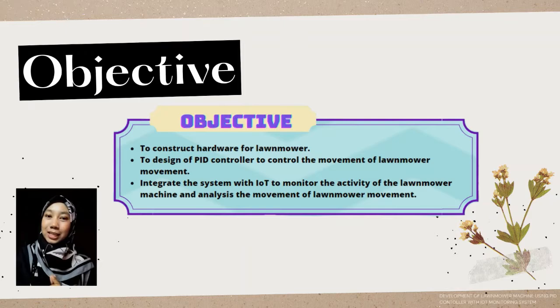Okay, moving on to the objectives of this project. What needs to be achieved in this project? The first one is to construct the hardware of a lawnmower. The second one is to design a PID controller to control the movement of the lawnmower. And lastly, to integrate the system with IoT to monitor the activity of the lawnmower machine and analyze the movement of the lawnmower.